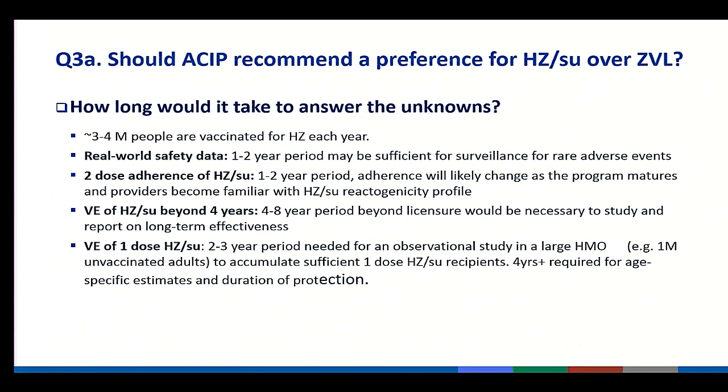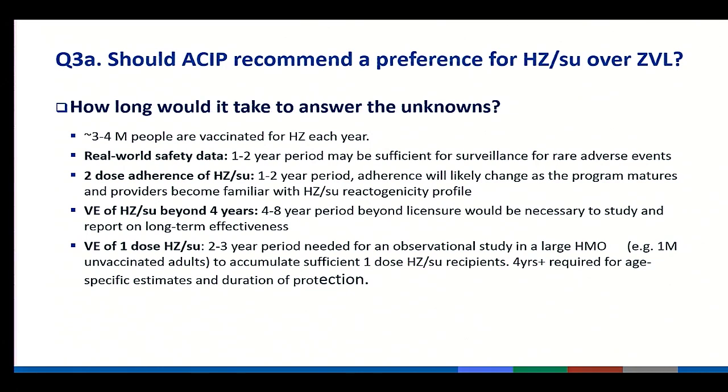For 2-dose compliance of the subunit vaccine, again, 1 to 2 years would be needed, as compliance will likely change after program inception as the program matures and providers become more familiar with the reactogenicity profiles. As for effectiveness beyond 4 years, a 4 to 8 year period beyond licensure would be necessary to study and report on long-term VE.